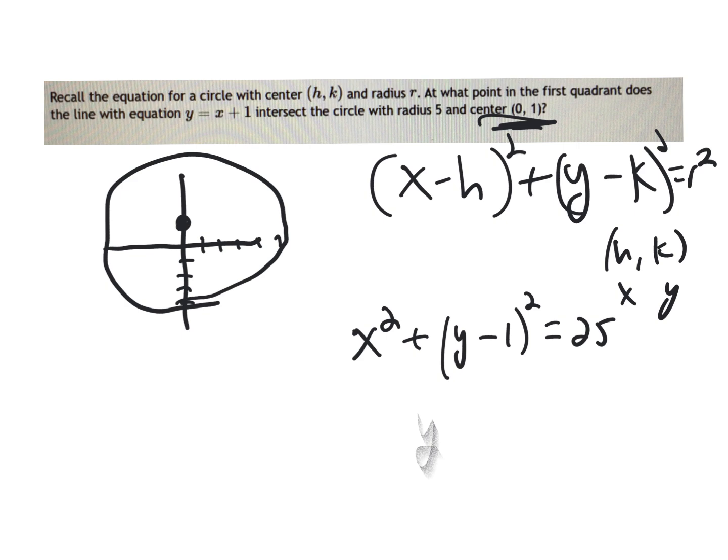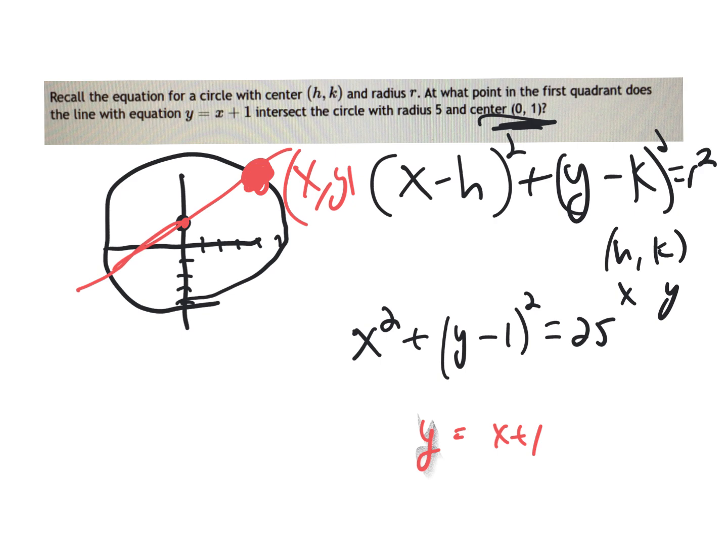Then we get this line, and I want to draw it in red. So y = x + 1. So that has a y-intercept of 1 and a slope of 1. So this line looks something like this. And we're trying to find the x and the y for that intersection point.